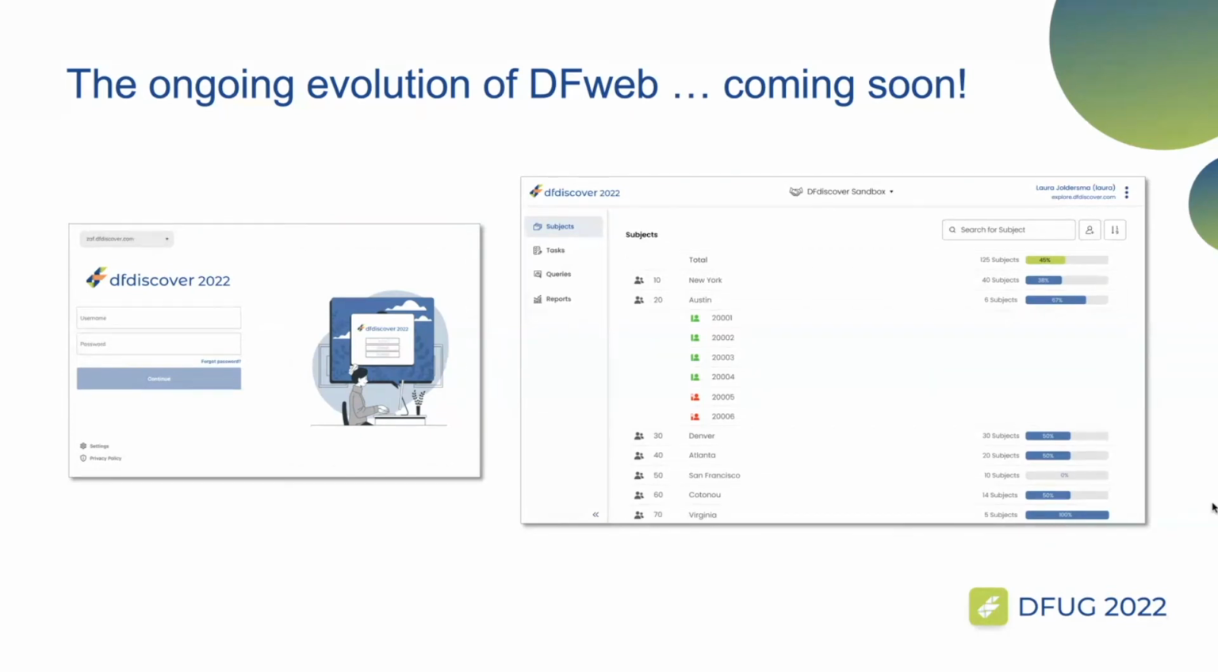And we've added a high-level view of the data quality at each of the sites so that you can see the number of subjects that have clean data out of all of the subjects at that site, as well as the total overall across all sites. And there are a few other changes that I'll talk about a little bit more coming to DFweb, as well as to everything in DFdiscover in 5.6.